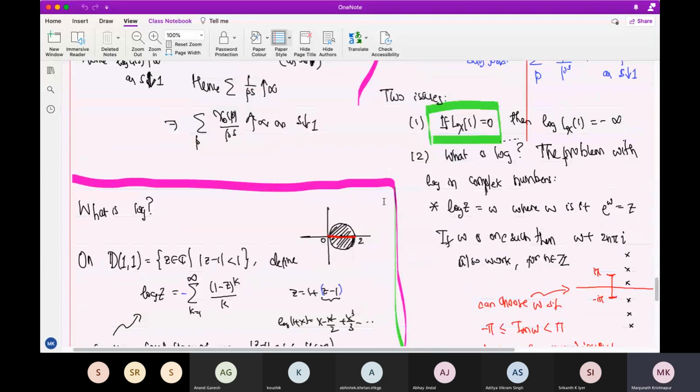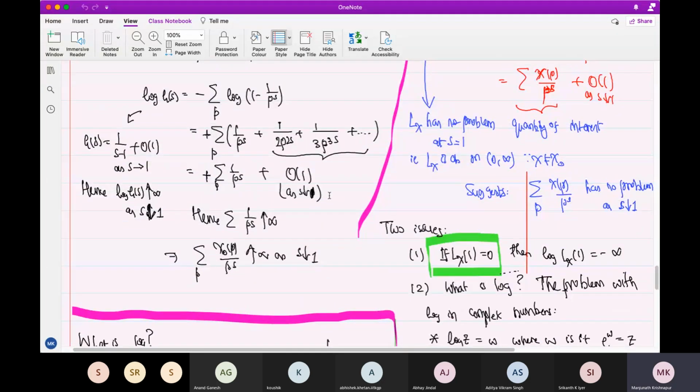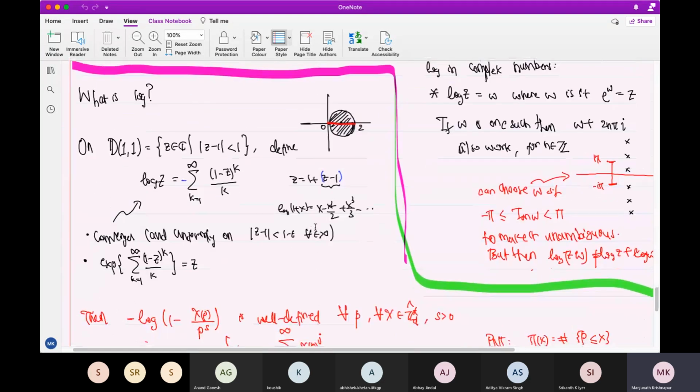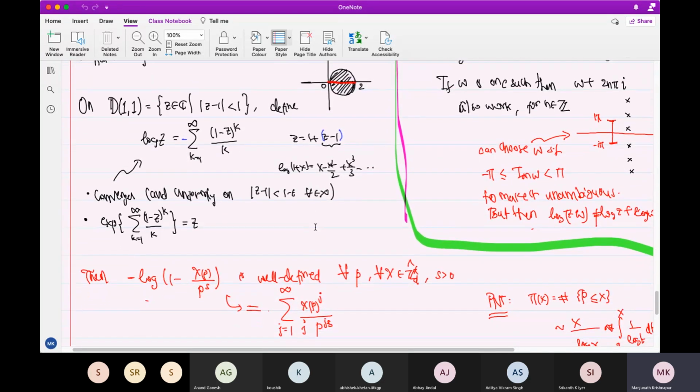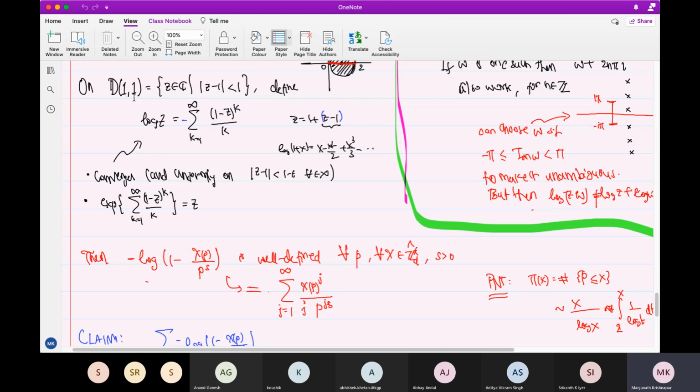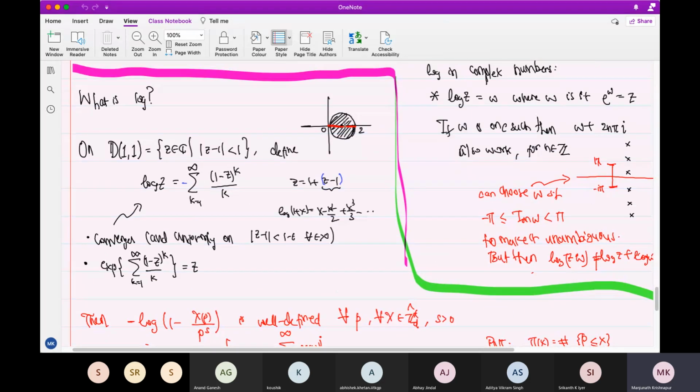Once we do that, I will put it together and we'll see that this argument is valid. Towards that, we were first studying the logarithm on the disk of radius 1 around 1. Actually you can define it on the whole plane, but this power series definition is only on this disk. So we are looking at numbers which are 1 plus z, where z has absolute value less than 1. That gives me this disk. For such a number, log is defined by its power series around 1 in the usual way.